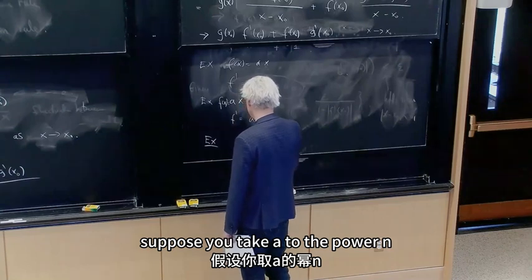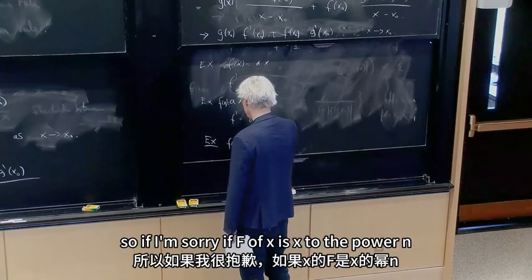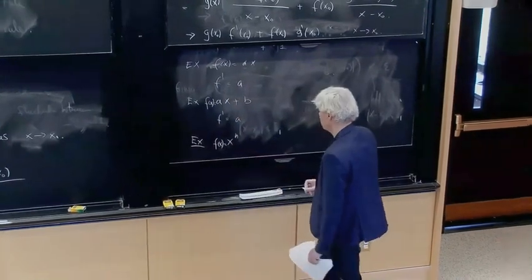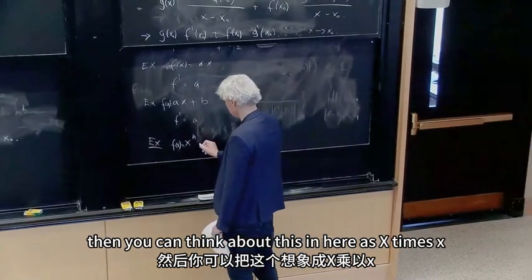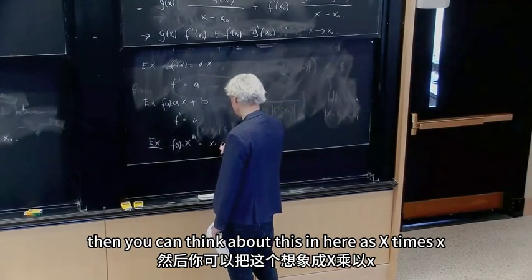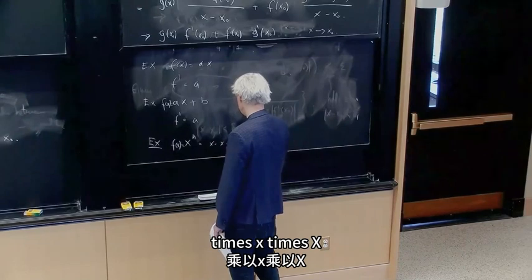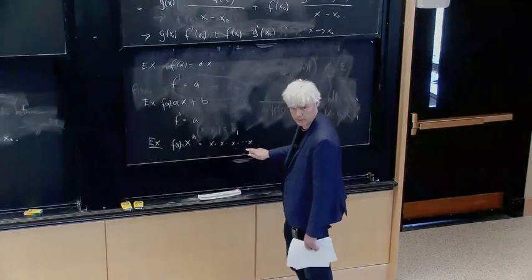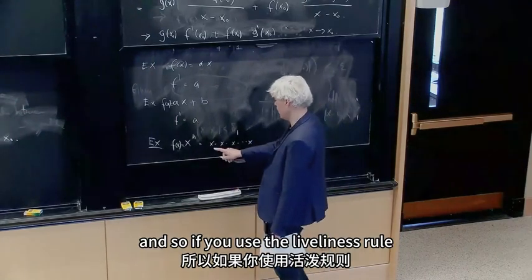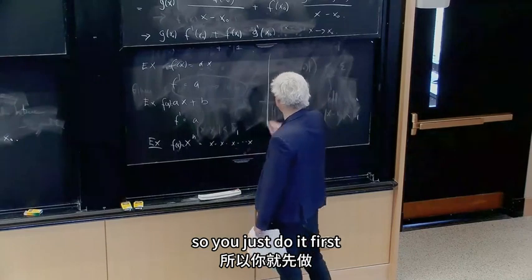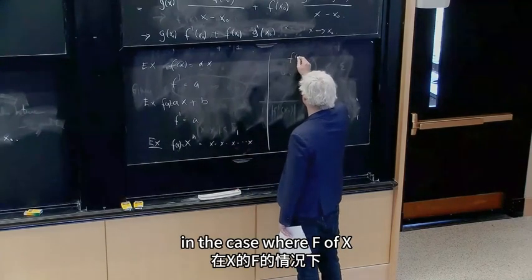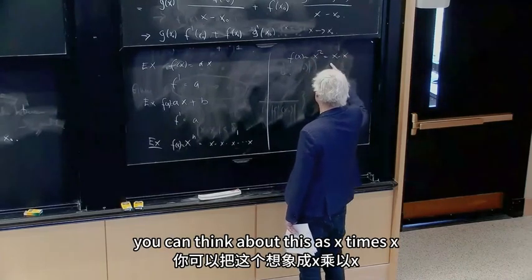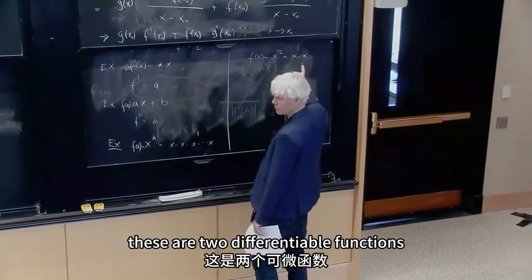And you can continue like this. If you now have a polynomial, suppose you take x to the power n. So if f of x is x to the power n, then you can think about this as x times x times x times x, and you can use the Leibniz rule, right? So you just do it first in the case where f of x is equal to x squared. You can think about this as x times x. These are two differentiable functions.